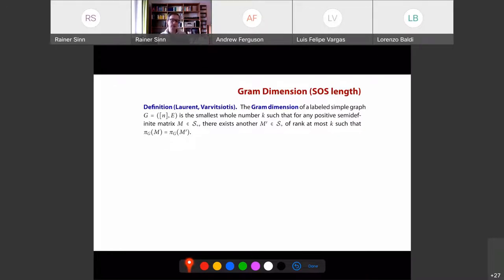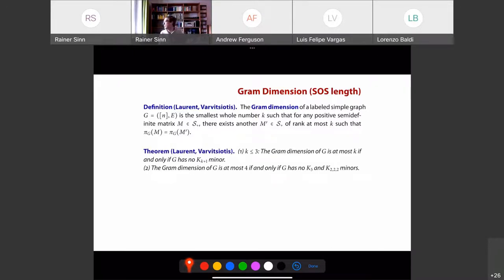So you fix your graph and you look at those partial matrices that have some PSD completion. And then you want to know, for every matrix that you complete, the smallest possible rank of a positive semidefinite completion. And then you take the max over this min, right? This is the max-min number. So for every completable matrix, you take the minimal rank of a PSD completion, and then you take the maximum of these minimal ranks over all matrices where this number exists. So it's the number such that for any completable matrix, there exists a completion whose rank is bounded by this number, and it's the smallest such. Okay.